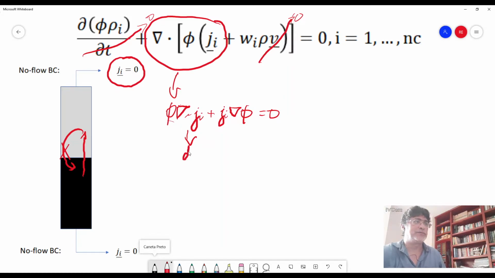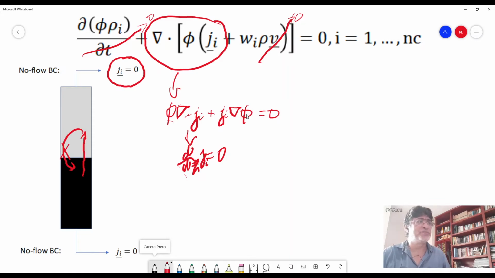d dz, sorry for my letter here, it's awful, of Ji is zero. Okay, and why is that?